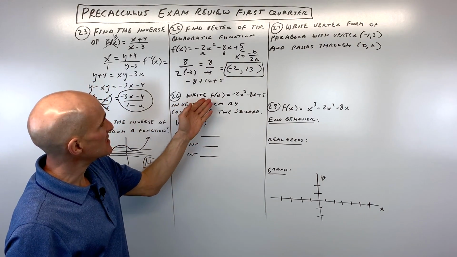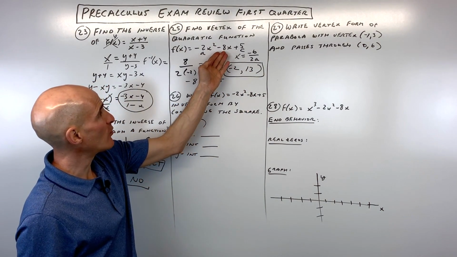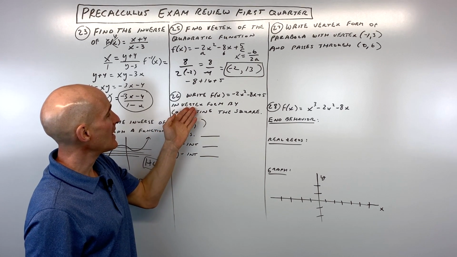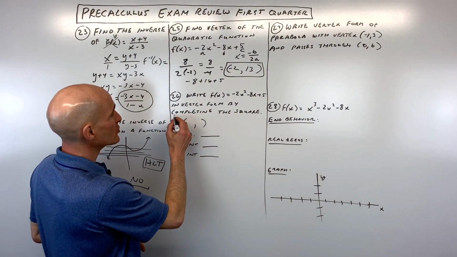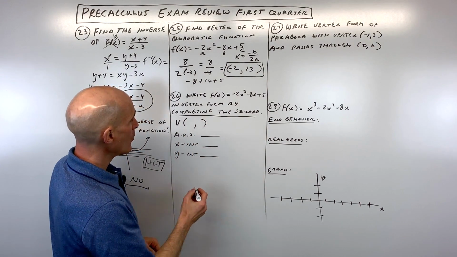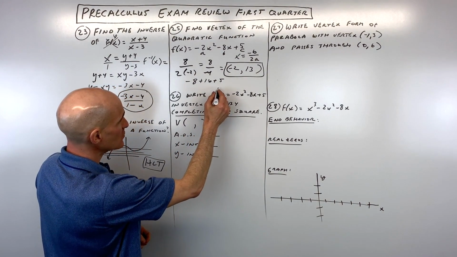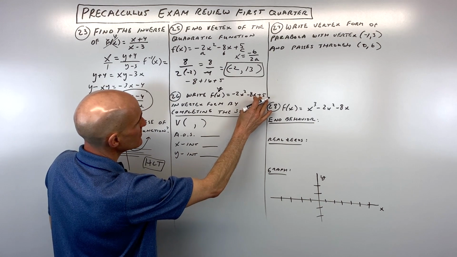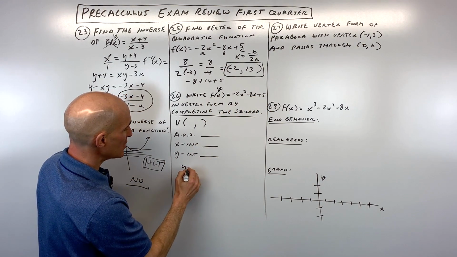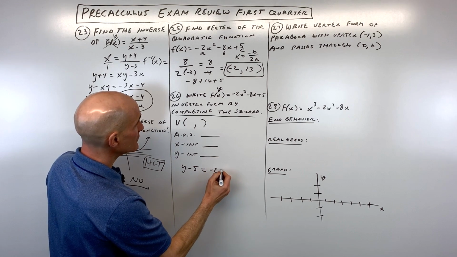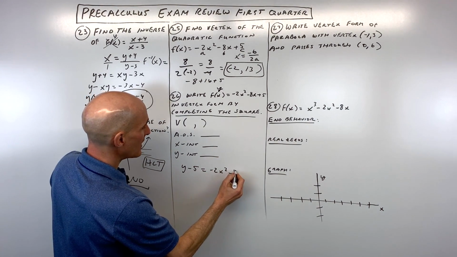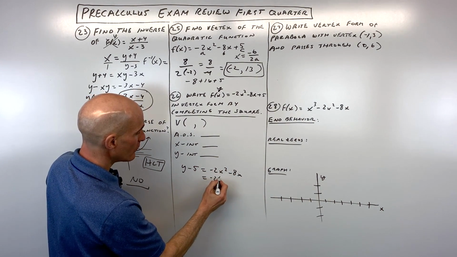Okay, number 26, it says write this function, which is the same one we worked with in number 25, in vertex form by completing the square. So to refresh on completing the square, we're going to think of f of x as y, and I'm going to subtract the 5 to the other side of the equation, just to get it out of the way. So we have y minus 5 equals negative 2x squared minus 8x. I'm going to factor out this leading coefficient.